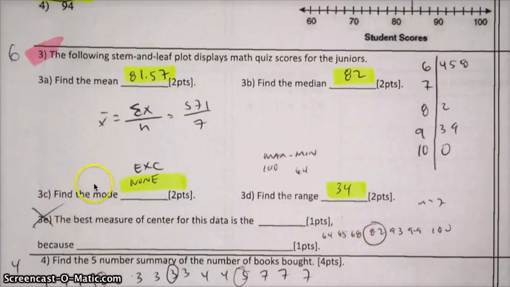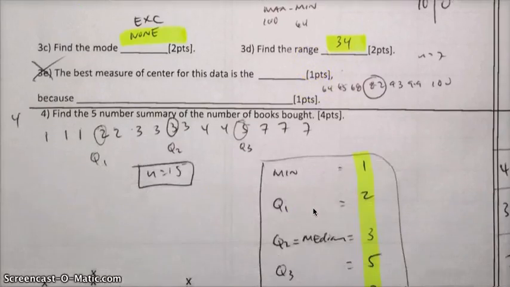Question 3C, I made it extra credit. Mode means the most, and there is no number that occurs more than once. They're all one time, so there is none. Question 3D, that means find the range. That means maximum minus the minimum. 100 minus 64 gives you that should be 36. I cannot subtract. So I need to write that down, go and double check that one. I'll be checking all of your tests online because I scanned them all, I believe.